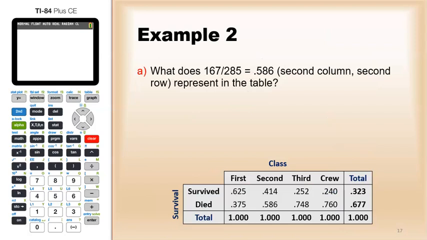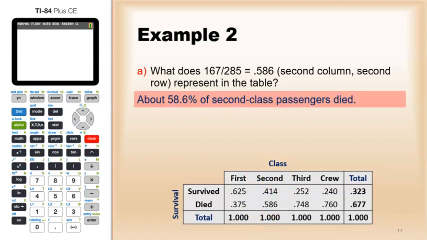So, now what is that 0.586? Second column, second row, right there. Well, this is a column proportion, so we're only looking at second class passengers. This is the proportion who died. So, about 58.6% of second class passengers died.